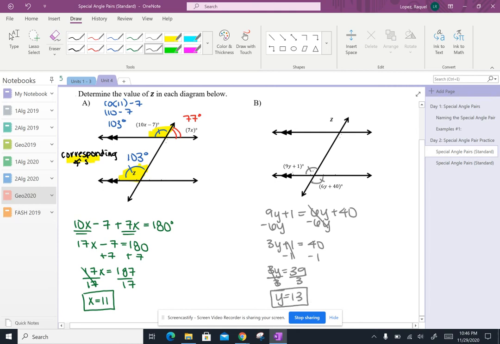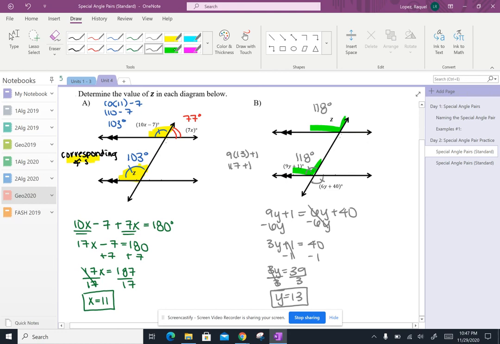Okay. The next thing I want to do is go ahead and plug that in. So I'm going to plug that in over here. 9 times 13 plus 1. 9 times 13 is 117 plus 1. So that means then that this angle is 118 degrees. Now, this angle that I just marked is 118. And the z, those are corresponding angles. So if that's 118 degrees, that means that the value of z is also 118 degrees.